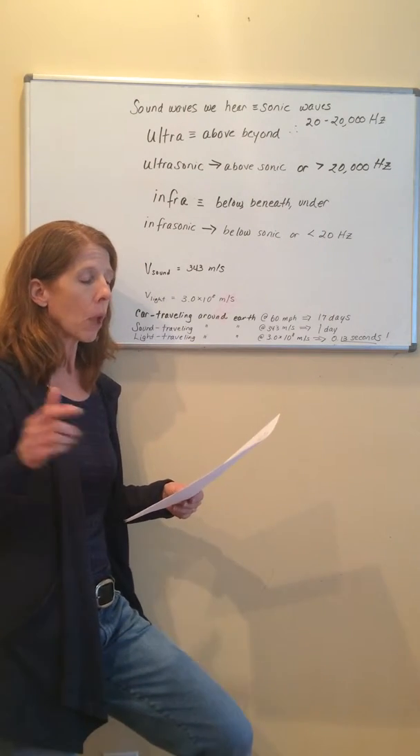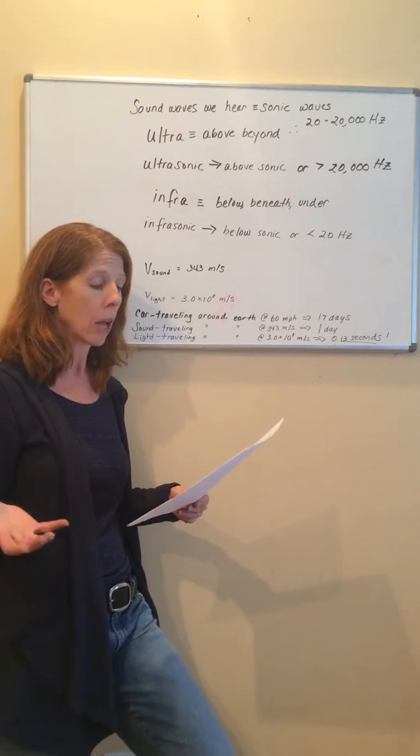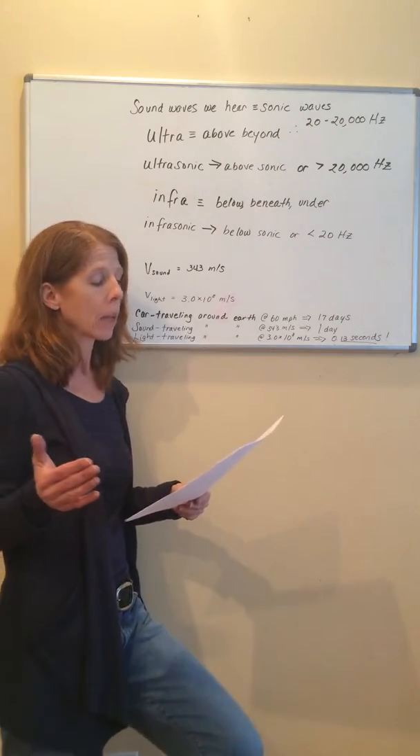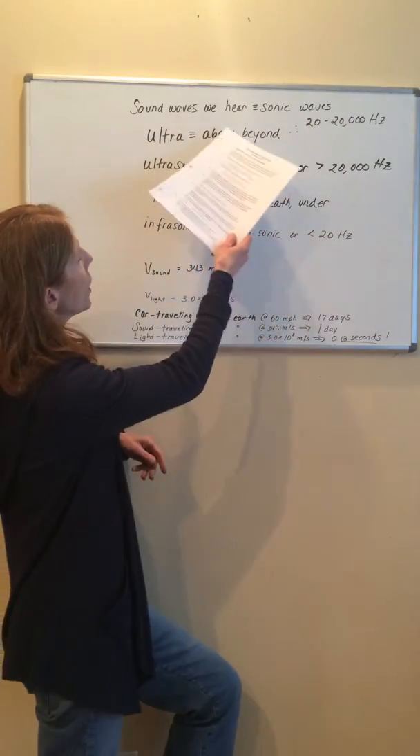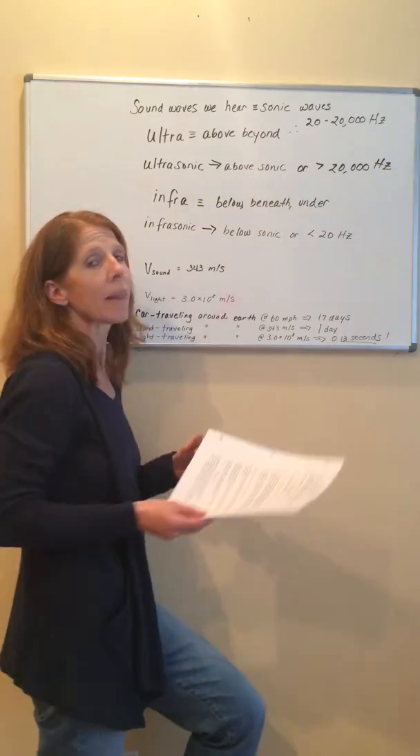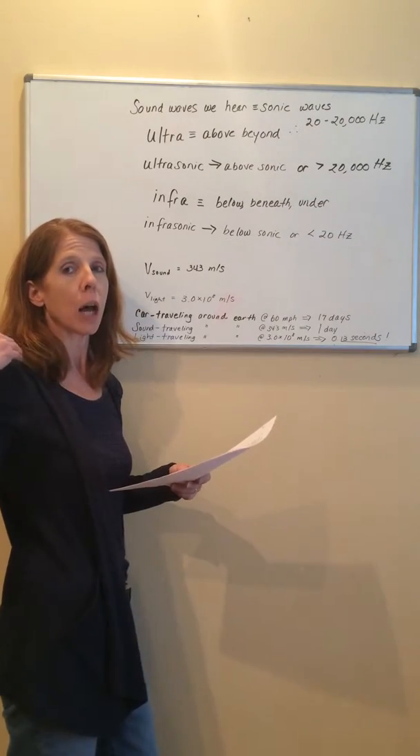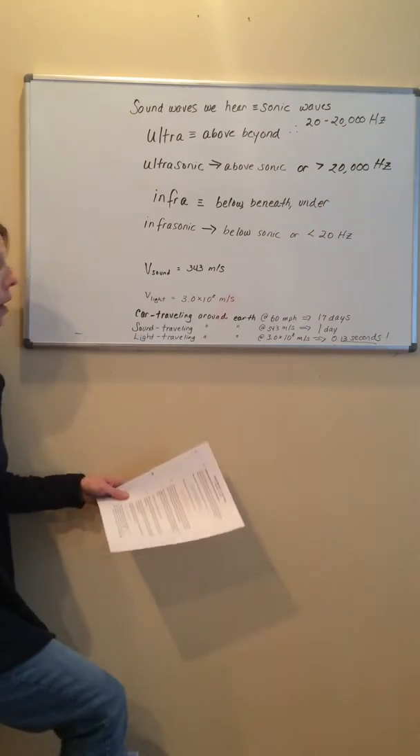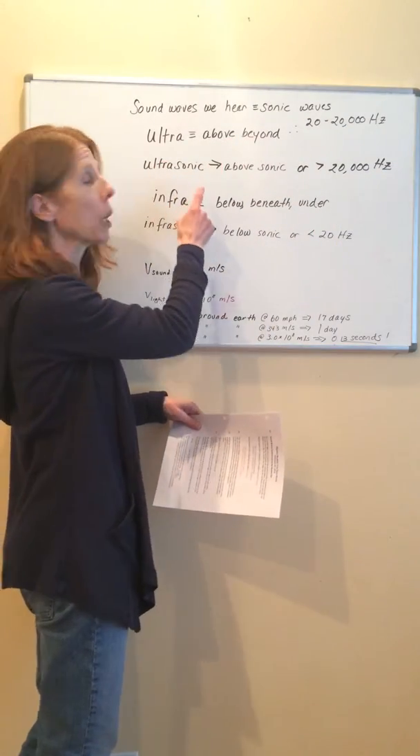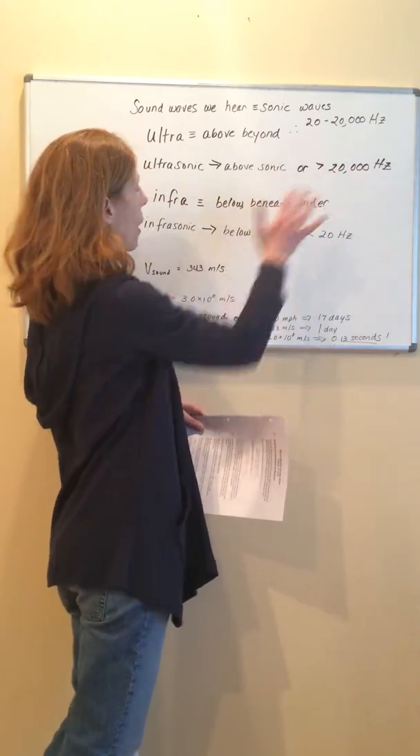The range of sound waves that we can hear is what we call the sonic wave range. Those are sonic waves, and they basically vary from 20 to 20,000 hertz. Now, we have sound waves that travel above that frequency. The word ultra means above or beyond. So ultrasonic would be sound waves that are above sonic, greater than 20,000 hertz.